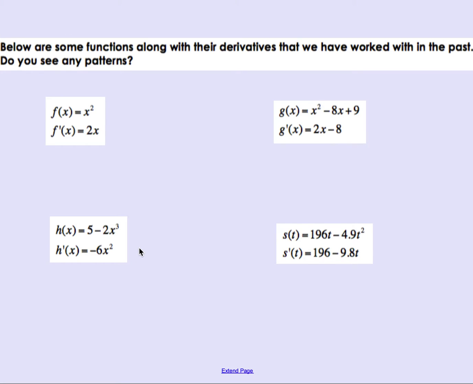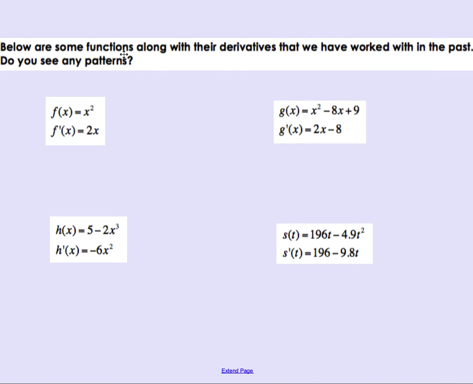Here are some examples of problems that we have taken the derivative of using the limit definition. So we had x squared, and when we took the derivative, we got 2x. Here was g of x, x squared minus 8x plus 9, and we took the derivative, and we got 2x minus 8. Here was another one. We had h of x, 5 minus 2x cubed, and you got negative 6x squared. And then you had s of t.